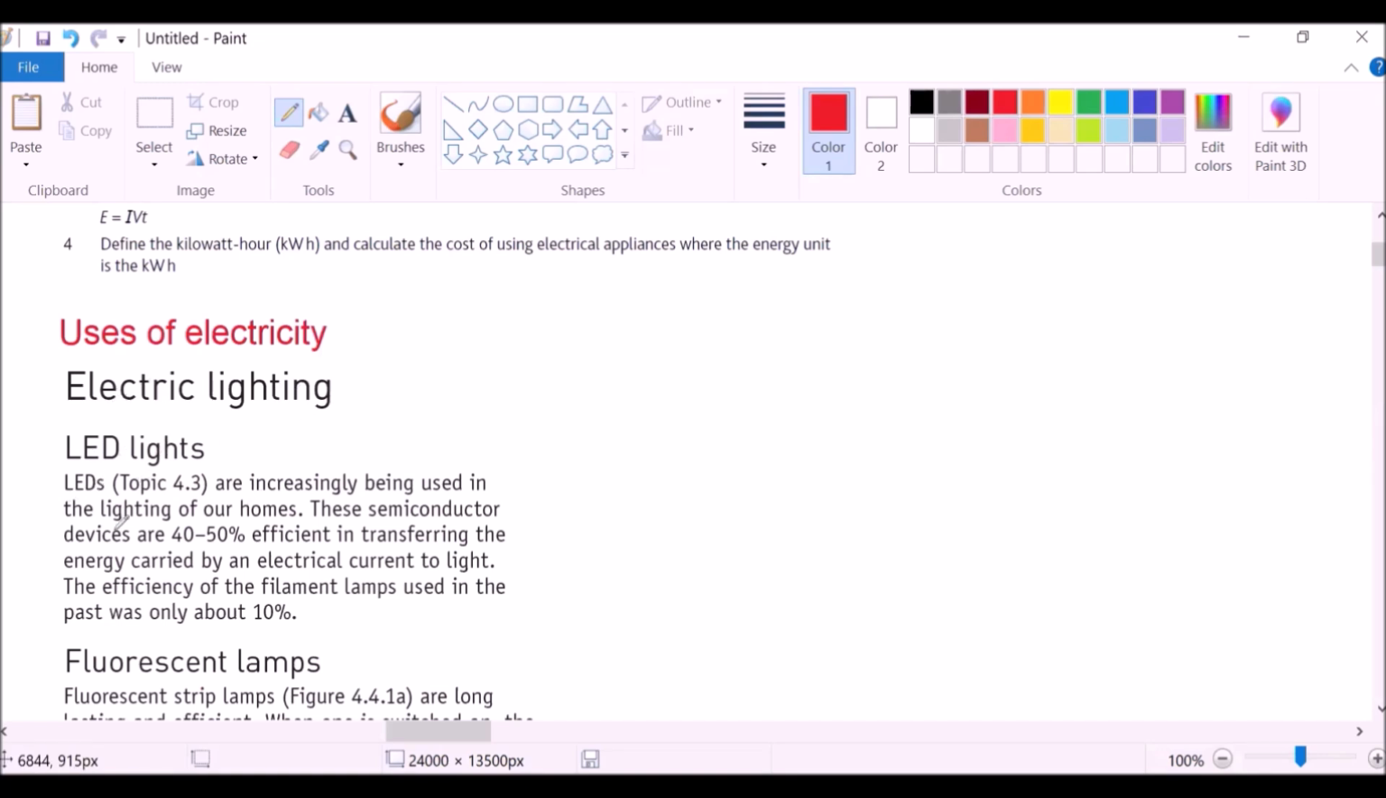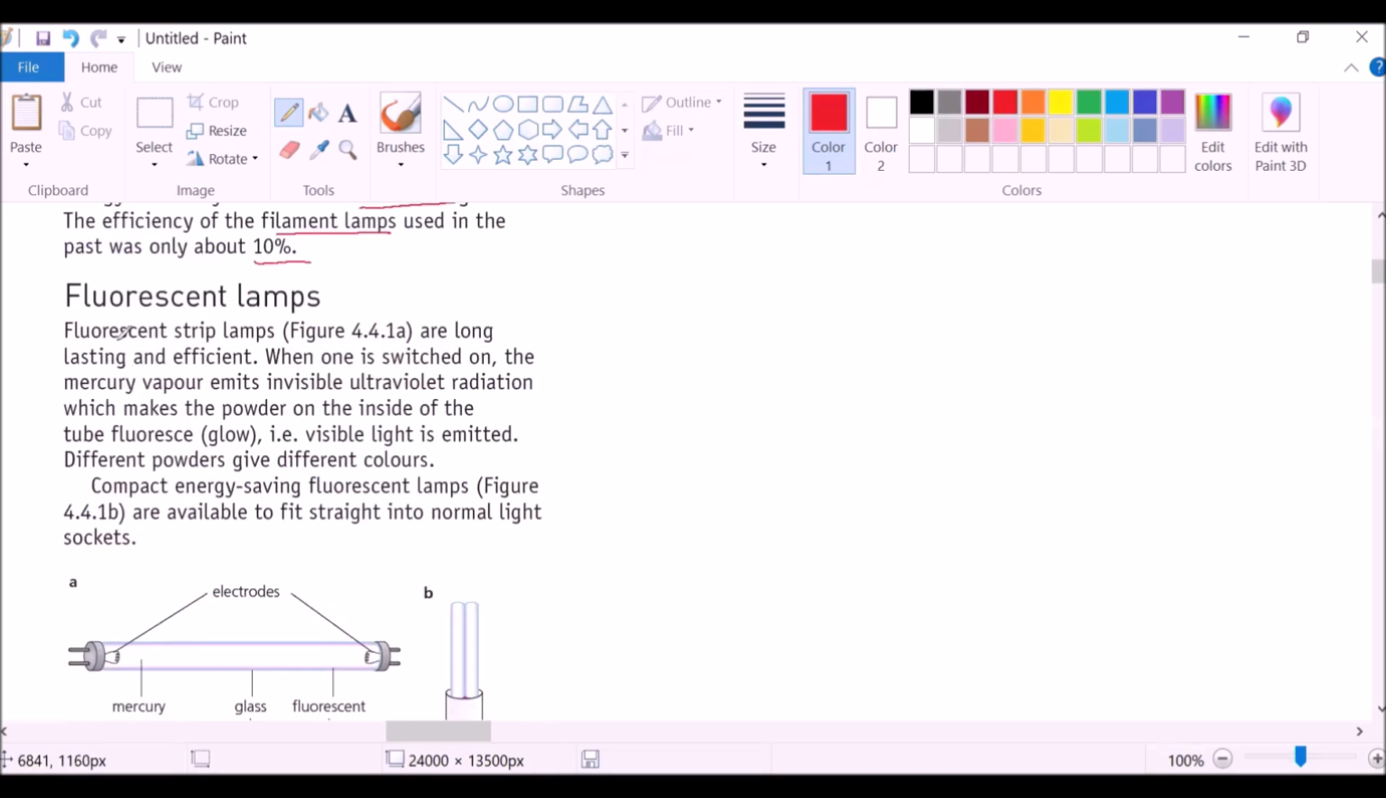Let's look at LED lights. LEDs, or light-emitting diode lights, are increasingly being used in lighting of our homes. These semiconductor devices are 40 to 50% efficient in transferring the energy carried by an electrical current to light. The efficiency of the filament lamps used in the past was only about 10%. So LEDs save electrical energy, and therefore save money, because of their high efficiency.